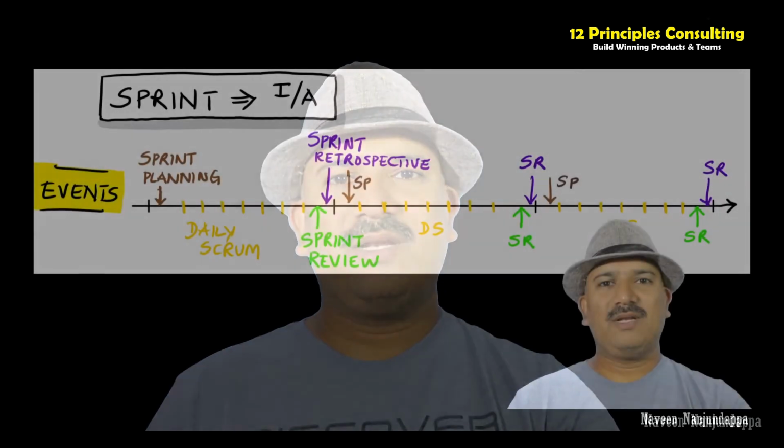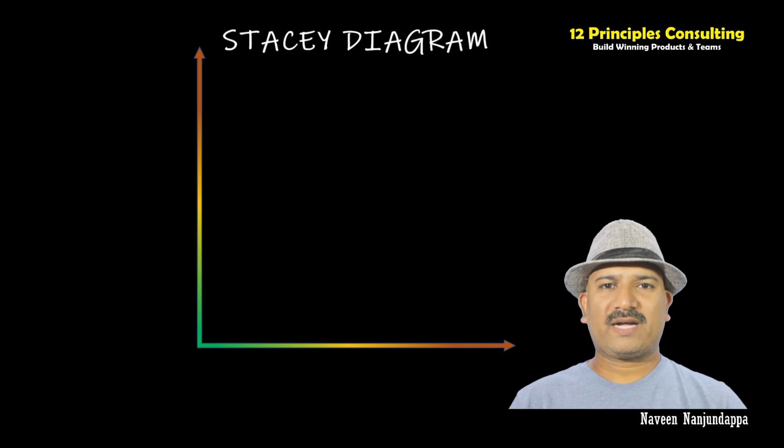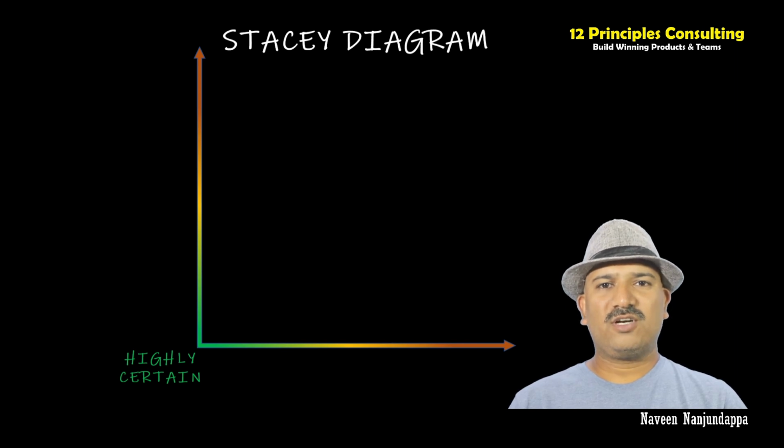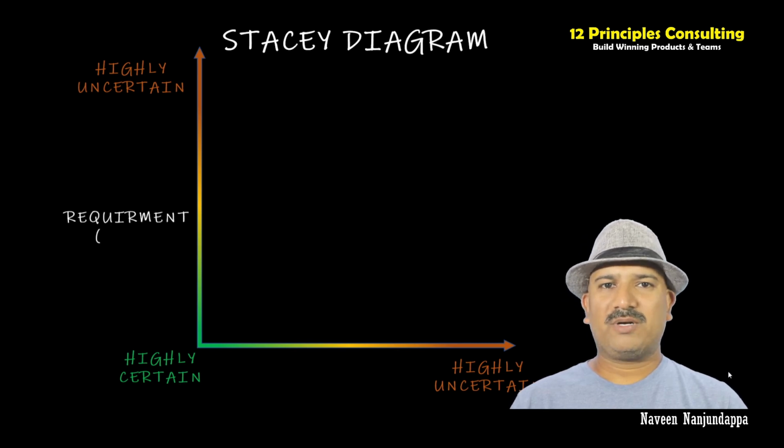Now, let us look at how the Scrum framework will be applicable. For this, we need to get into what is called the Stacey diagram. The Stacey diagram talks about various different parameters that you would potentially fall under. We have two axes of uncertainties. One axis goes from being highly certain to being highly uncertain, which is the requirement axis.